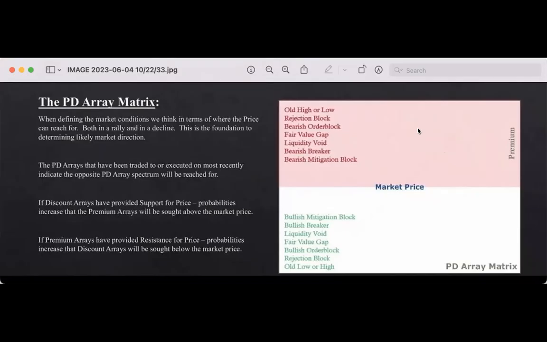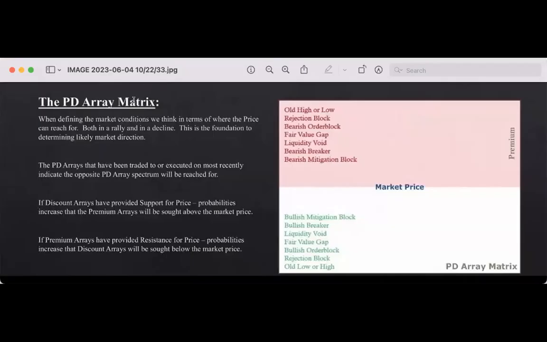Everyone has their own way of doing things, but I found this way I'm about to show y'all, one of the easiest ways to interpret price action. I will post this if you guys need me to. I'll post this picture in the Telegram chat.